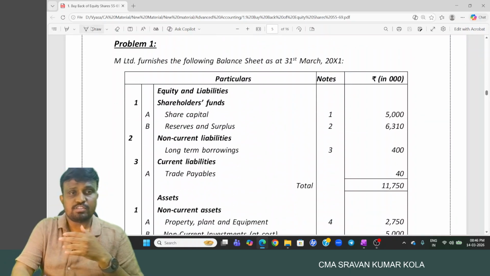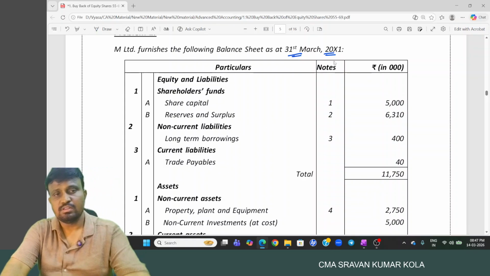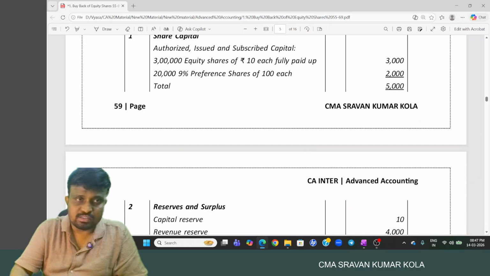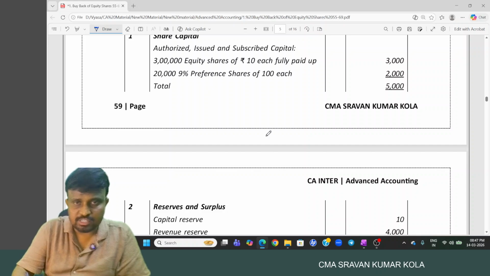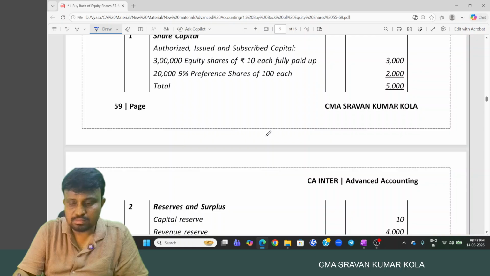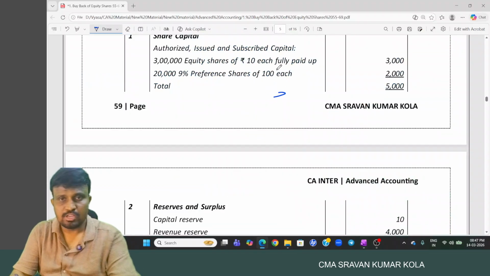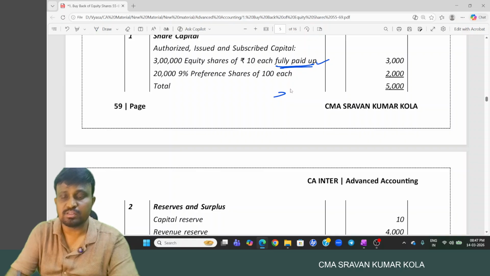So here, first for example, M Limited furnished the following balance sheet on 31st March 20X1. Here is the balance sheet data we have, and share capital is provided. In the equity share capital, all equity shares are fully paid up. All equity shares are already given as fully paid up.